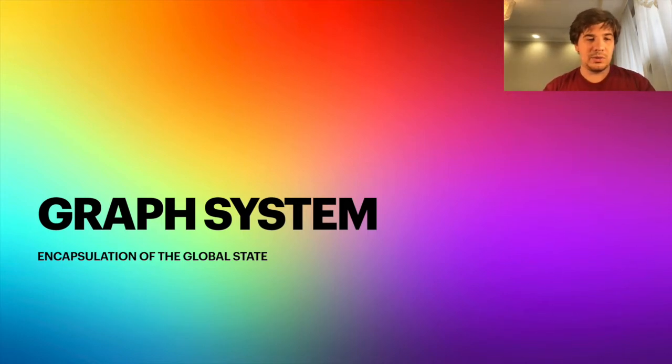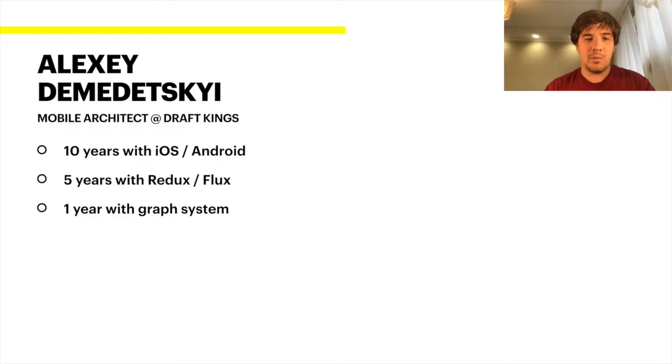Today I want to tell you about graph system, what it is, how to use it properly, and why I believe you should care. A little bit about myself. My name is Alexey Demidetsky. I'm currently a mobile architect at DraftKings. I spent the last 10 years with iOS and Android applications, trying to optimize how we build and develop them, to increase the happiness of users, customers, and developers also.